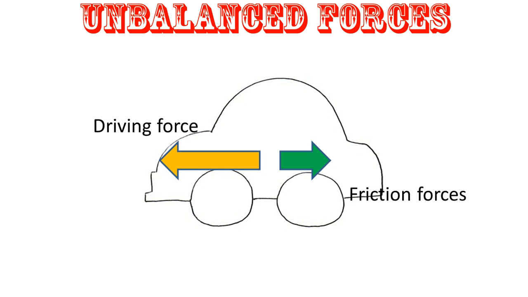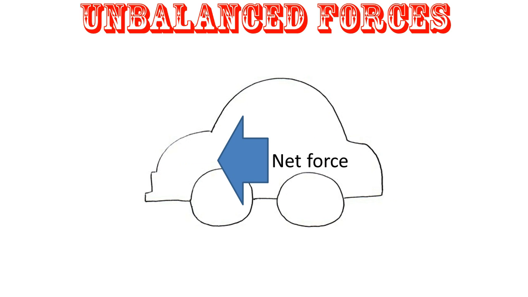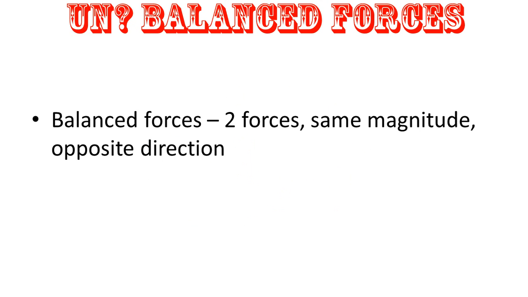So we can actually add those two forces together, and what we get is something called a net force. And in this case, because the driving force was larger than the friction force, the net force is acting in the forwards direction for this car, and the motion of the car is going to change. This car is going to accelerate in the forwards direction.